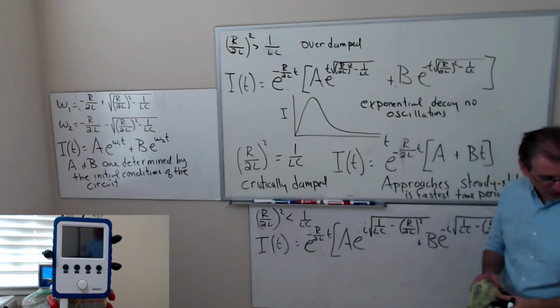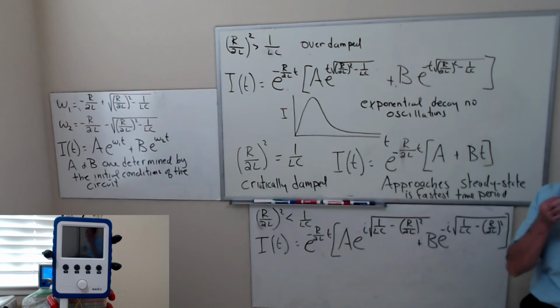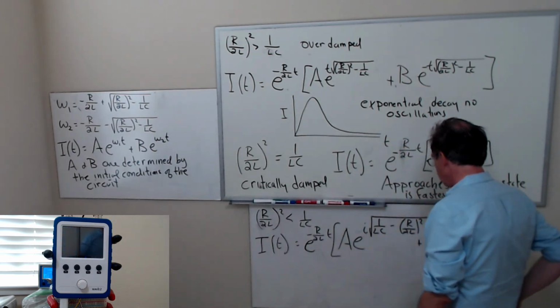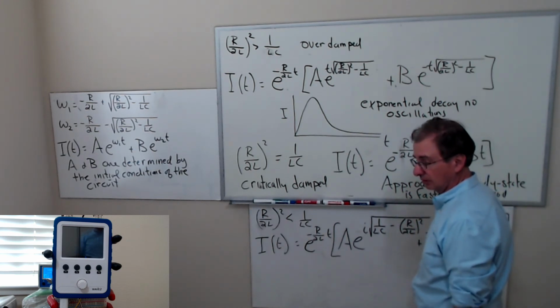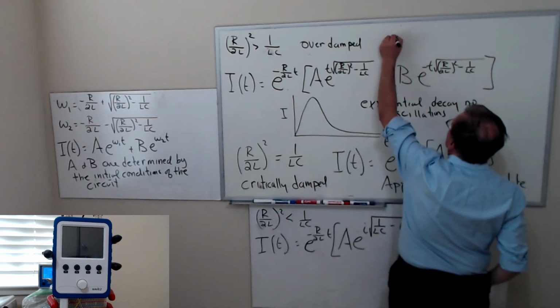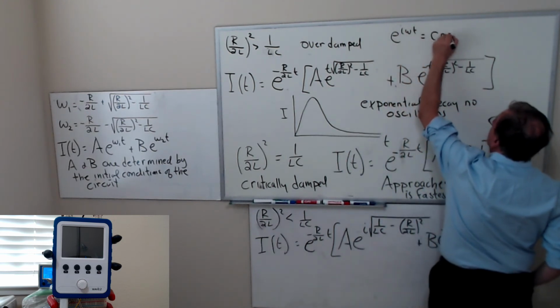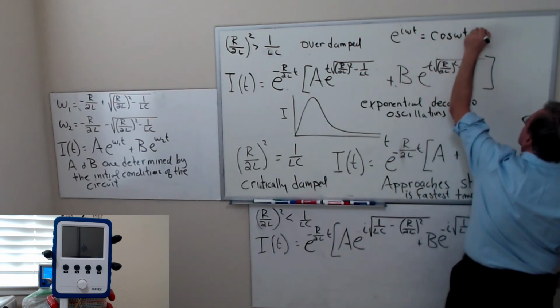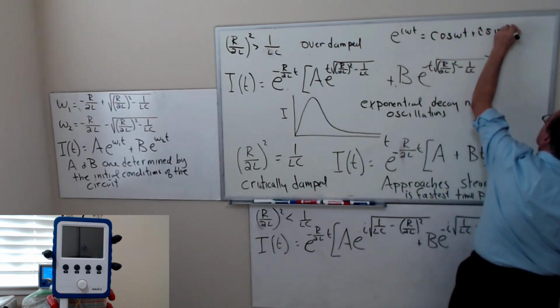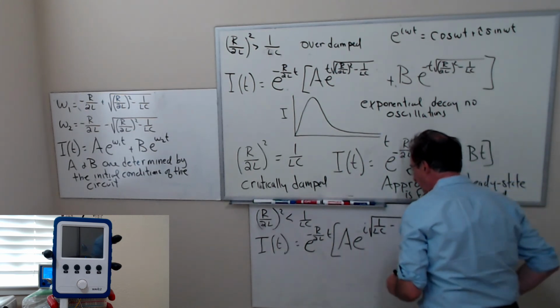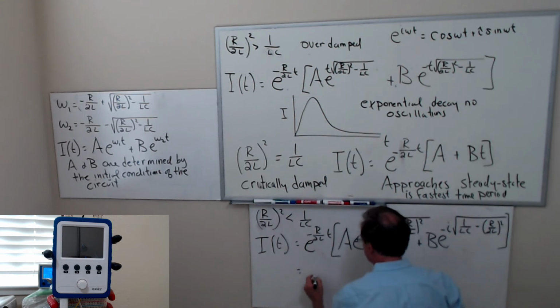So this is your other solution. And of course, if you're familiar with Euler's formula, you guys familiar with Euler's formula? I don't have it memorized. That's Euler's formula. You can write this in the following manner. And again, A and B are determined by our initial conditions.